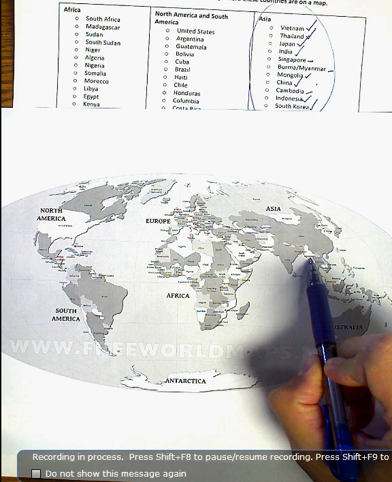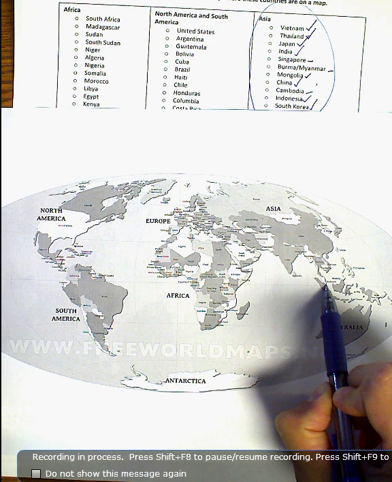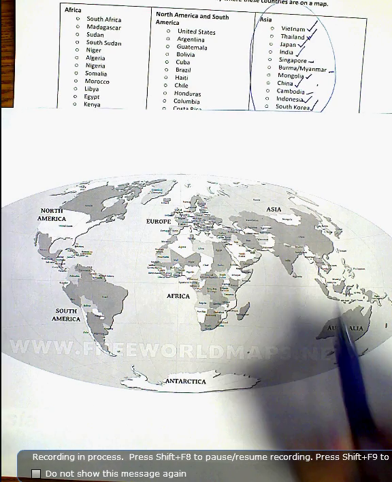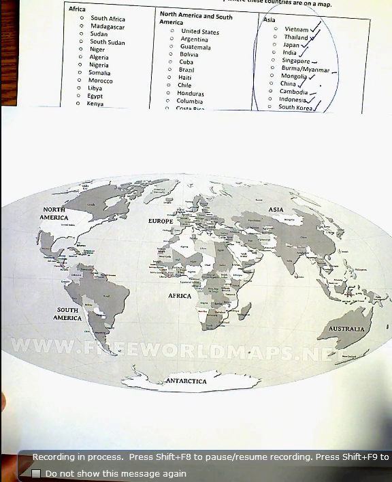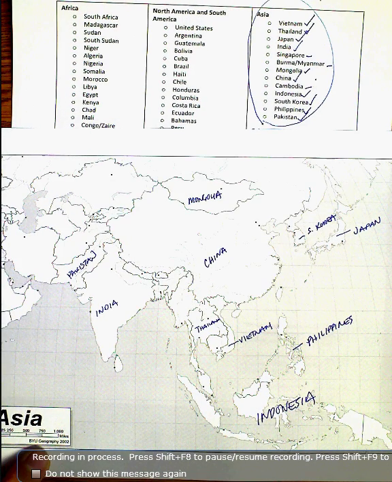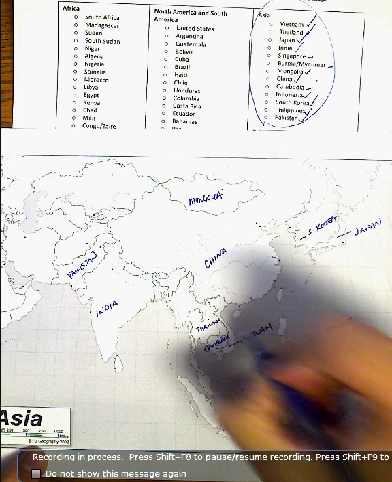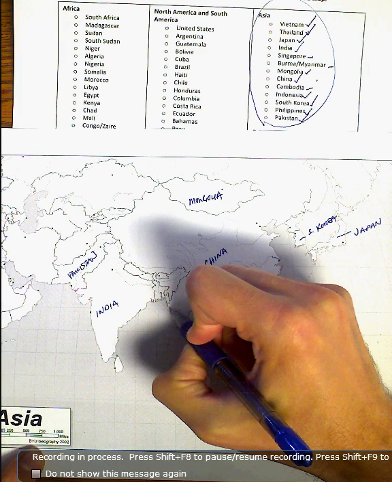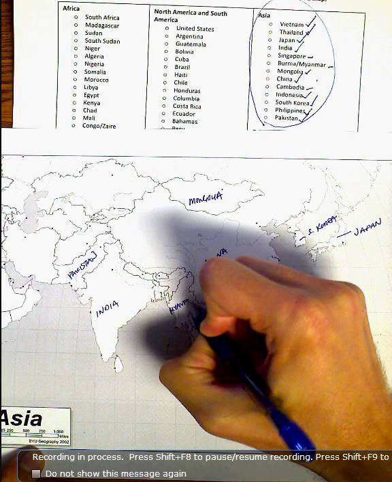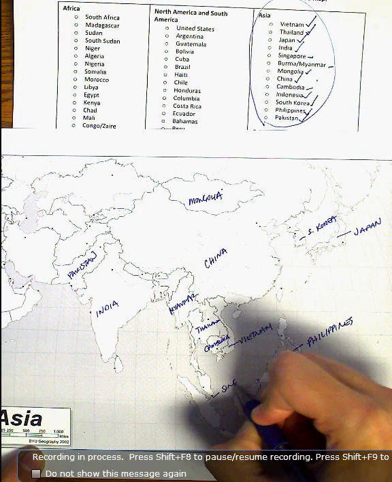Burma/Myanmar, I see it listed here. Singapore, really small island just off the coast of Malaysia. I see that now. And then Cambodia, I can see is right next to Thailand. So now that I've looked at where those countries are, I'm going to go back on my blank map and I'm going to fill those countries in. Cambodia, Myanmar, and then Singapore.